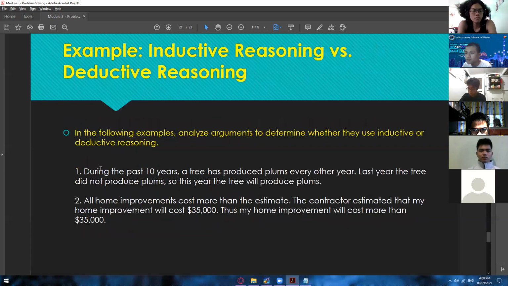Okay, so let's have another example, wherein these examples will let us analyze arguments to determine whether they use inductive or deductive reasoning.